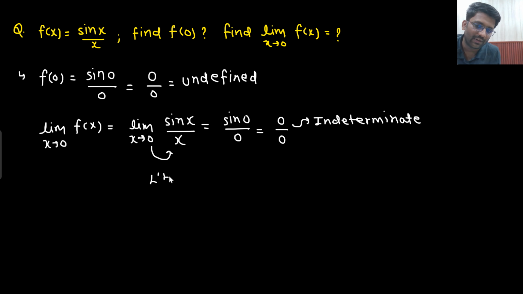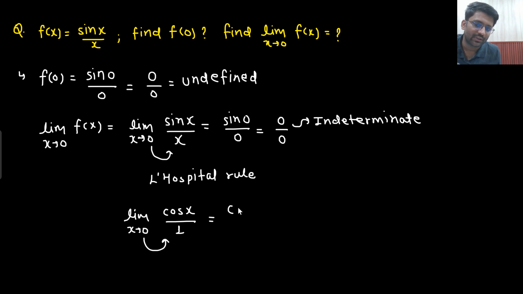That means, sir, you can apply one rule. That rule is L'Hopital rule. What does this L'Hopital rule say? That differentiate upper side and lower side. So limit x tending to 0. What is the differentiation of sin x? That is, sir, cos x. What is the differentiation of x? So that is 1. Now you put again x equals to 0 here. So what will you be getting?